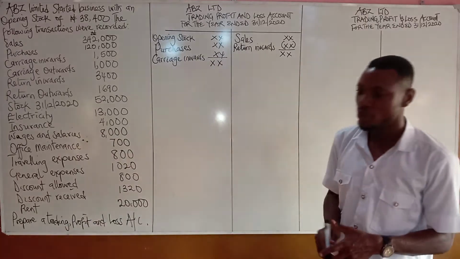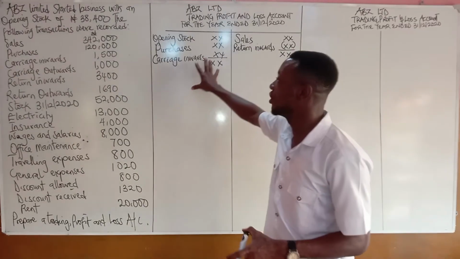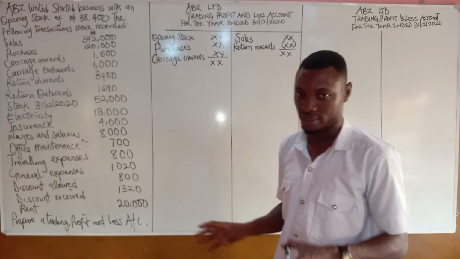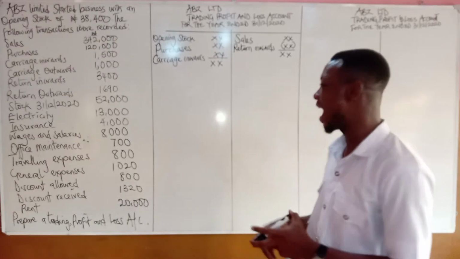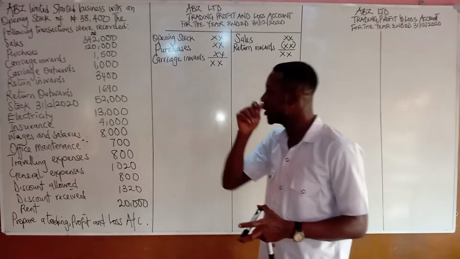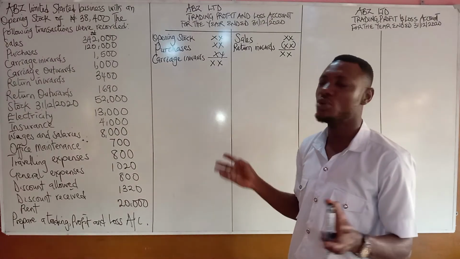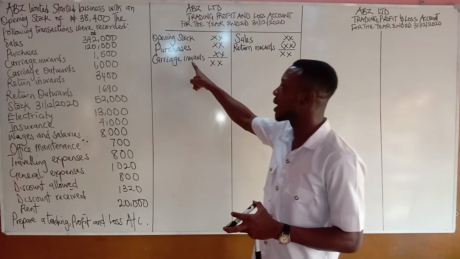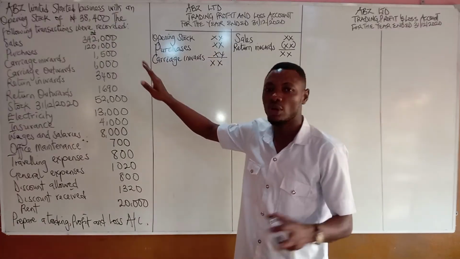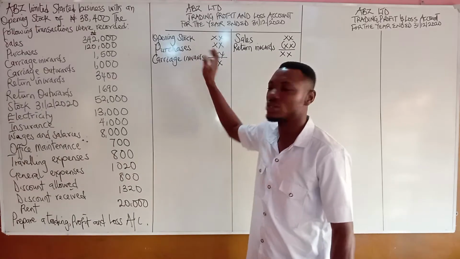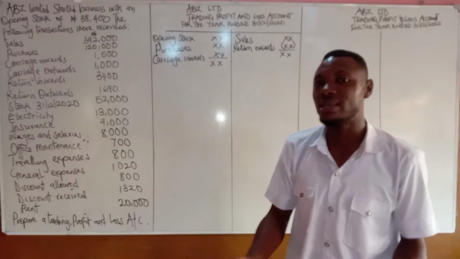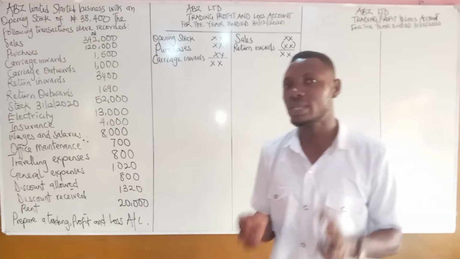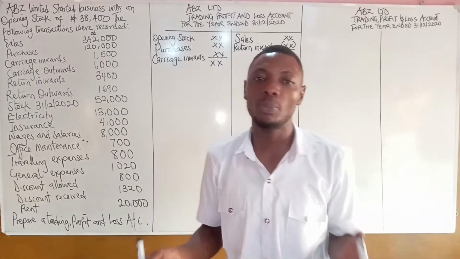Now, mind you, I'm giving you a comprehensive format of a trading profit and loss. Meaning there are some questions where you will not have carriage inwards. What will happen if you come across questions where there is no carriage inwards? Remove it, you don't need it. If there is no purchases, remove it, you don't need it. Do we understand? You just move to the next item. So it is not a must that a business must start with opening stock.